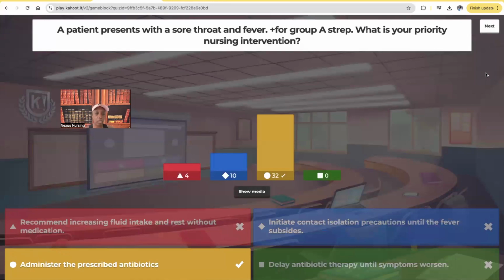Very good. You're going to give the antibiotics as ordered. So your patient tested positive. First of all, they have a sore throat and fever, and they tested positive for group A strep. So that is the bacteria that is causing them that sore throat and fever. It's a bacteria. What are you going to give them? Antibiotics as ordered. Now look at the choices.